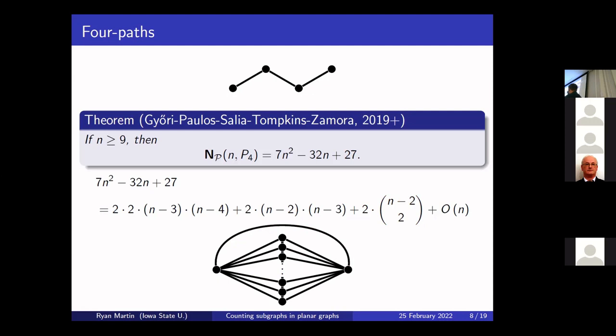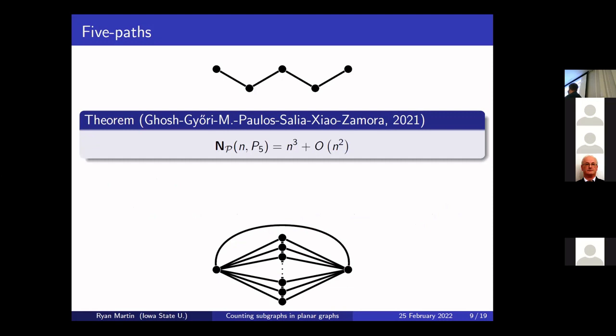For instance, the strap of the mask could be a pendant edge. We don't count those because those are asymptotically linear. Okay, so that's P4. That's P5. Notice that the order of magnitude has changed. The order of magnitude was n squared for P2 and P3. We had n squared and 7n squared, and now we have n cubed.